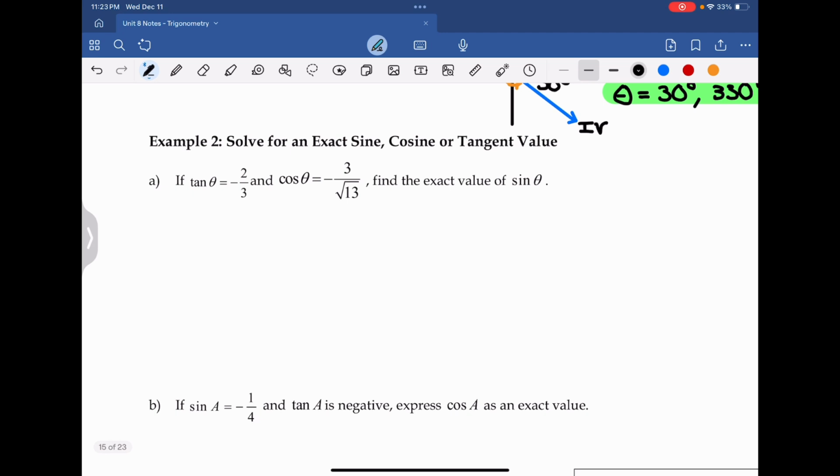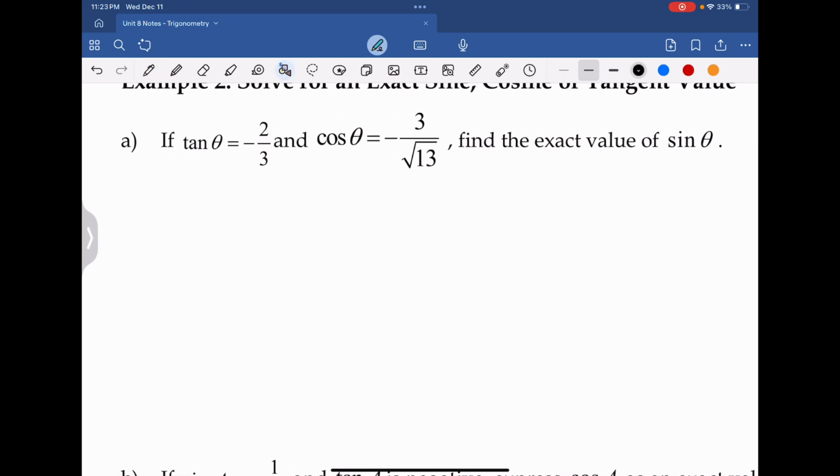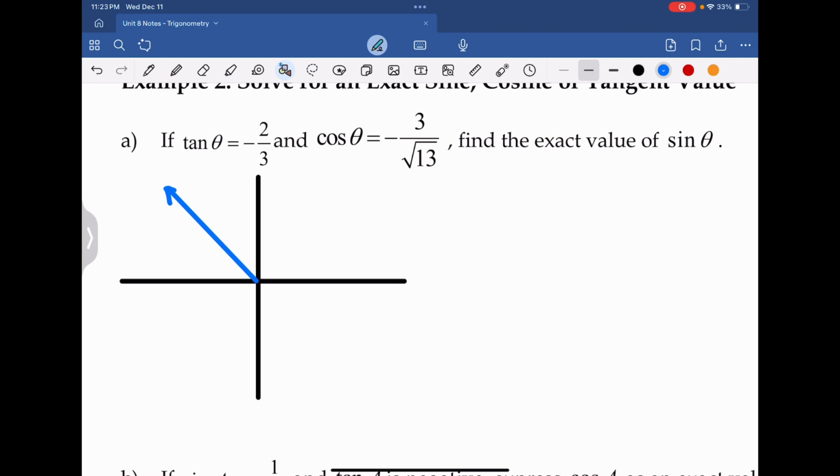Okay. Now, solving for exact sine, cos, or tangent values given certain ratios. What they're going to do here is give us a mixture of ratios, and this is going to help us solve this in the following way. They say if tan is negative and cos is negative, then what is the exact value of sine theta? To do this, we're thinking, okay, if I draw out a picture, where are cos and tan both negative? It's actually negative in quadrant 2. This is the location where only sine is positive and the other two ratios are negative.